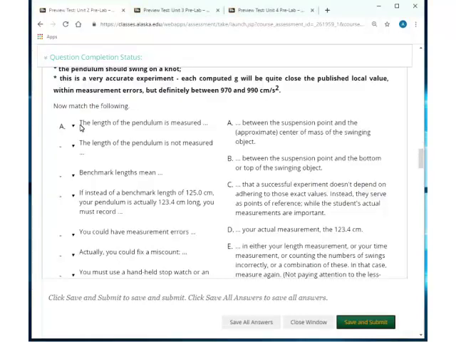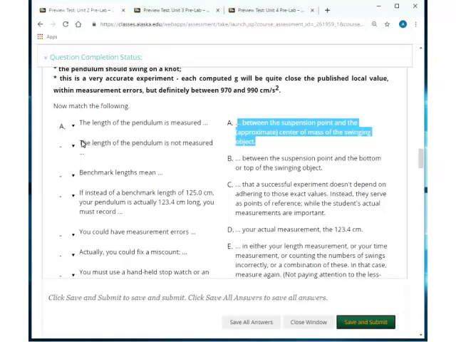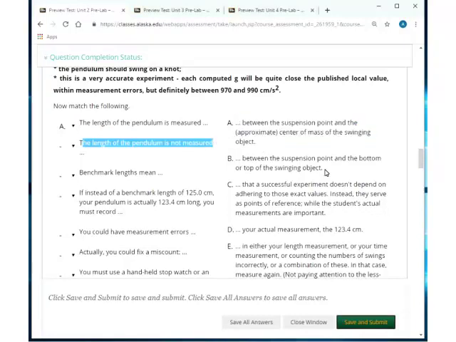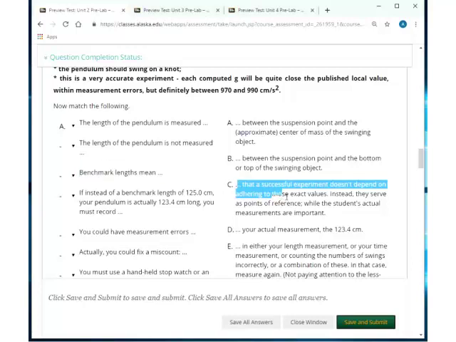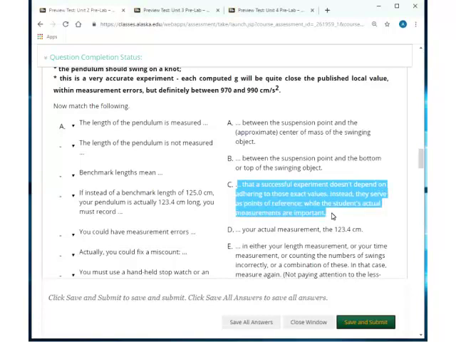The length of a pendulum is measured between the suspension point and the approximate center of mass of the swinging object. The length of the pendulum is not measured between the suspension point and the bottom or the top of the swinging object. Benchmark lengths mean that a successful experiment doesn't depend on adhering to those values that I give, but that however the pendulum is strung up, that's the length that you use.